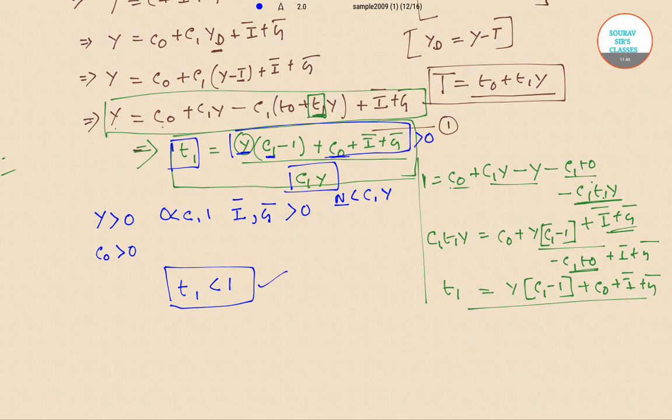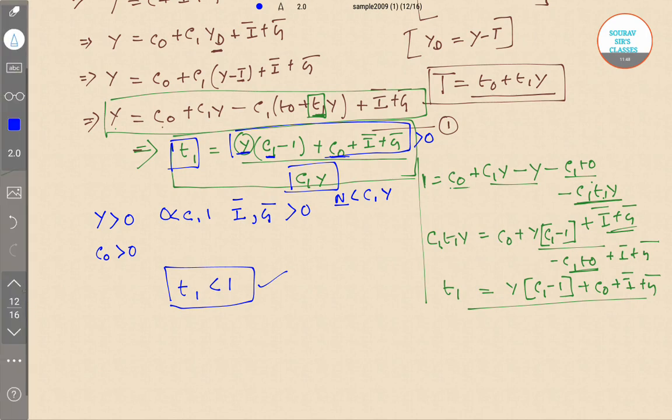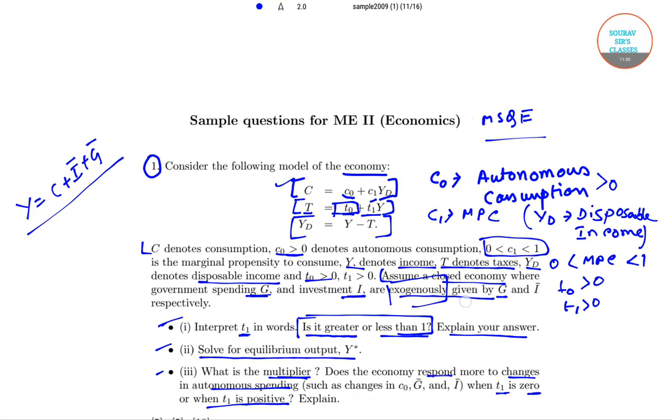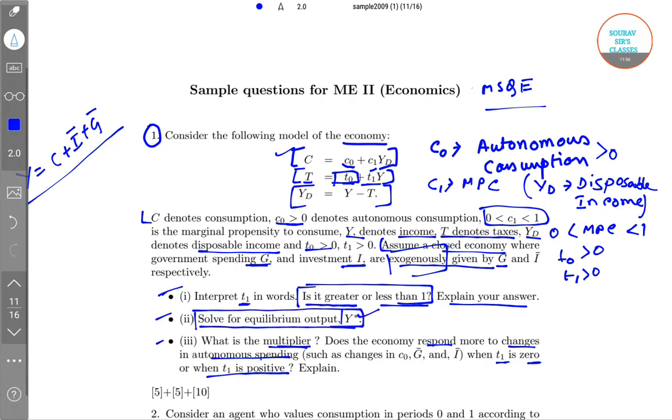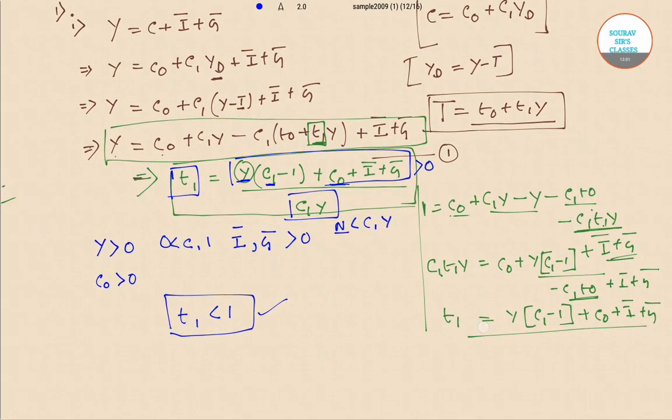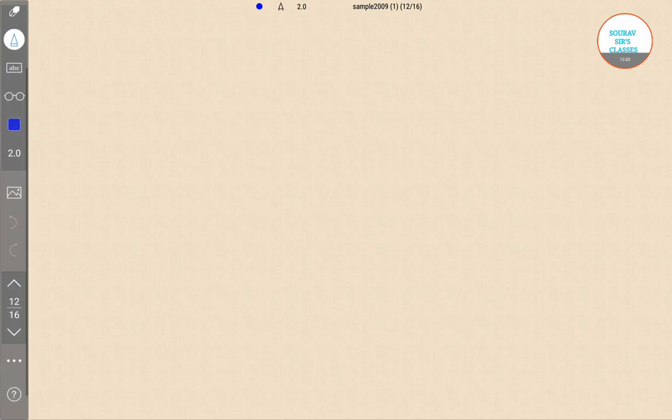Now in the next section, if you go back to the question again, now we have to solve for the equilibrium output y star. So now we have to find y star. So number 2, we'll have to find y star. How do we find y star?